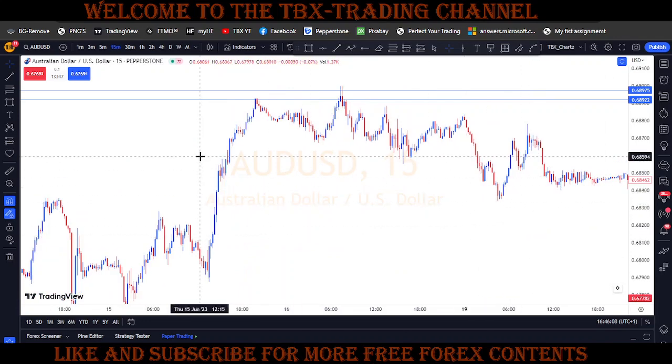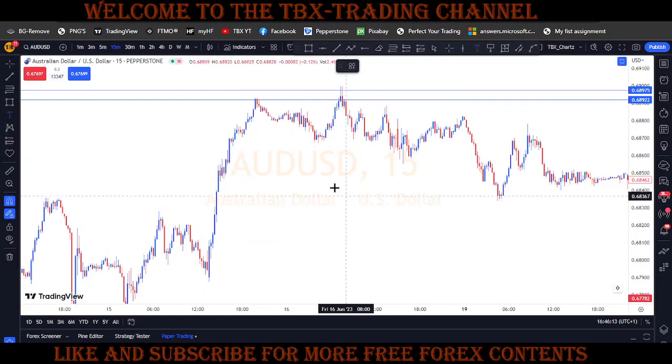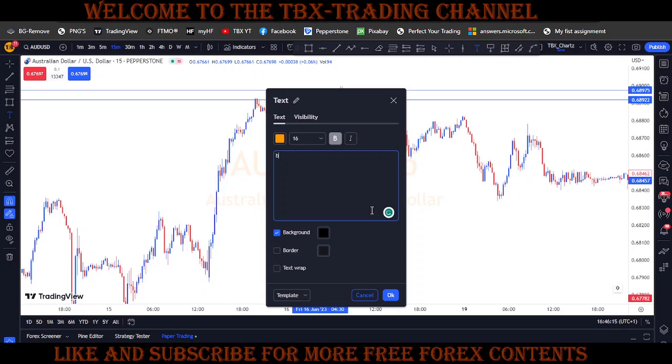But we have two major types of liquidity. And the two major types of liquidity are, well, we have the buy side liquidity, also known as the BSL. That's the acronym. And we have the sell side liquidity, also known as the SSL.